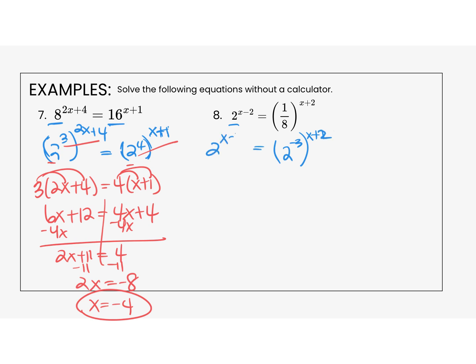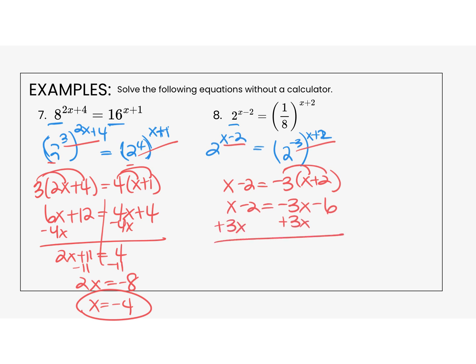So I have 2 to the x minus 2 equals 2 to the negative 3 to the x plus 2. So I get x minus 2 equals negative 3 times x plus 2. Let's distribute my negative. Negative 3x minus 6. I'm going to add 3x to this side. So I get 4x minus 2 equals negative 6. Add 2 to get negative 4. Divide by 4. So I get x equals negative 1.